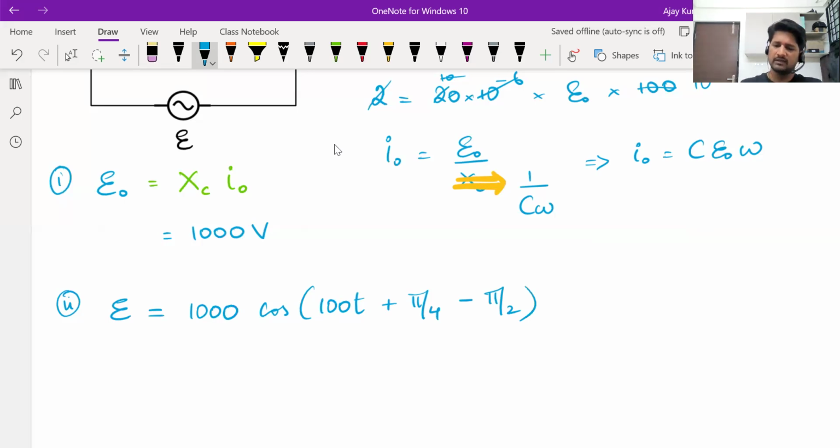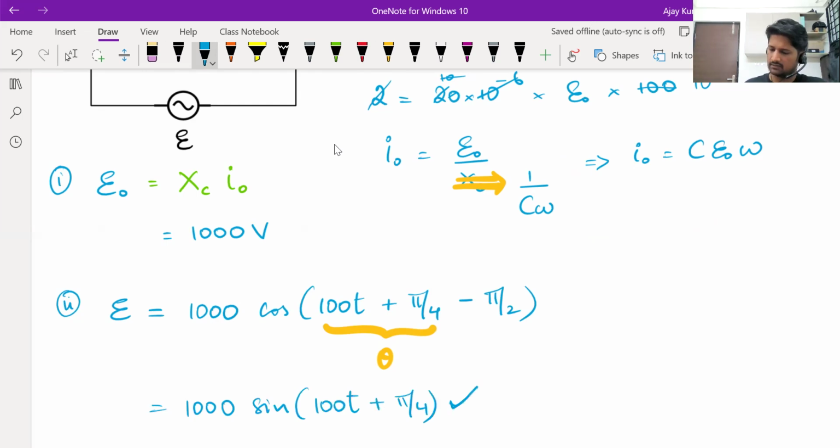And this can be written in other forms. Effectively you have cos of theta minus 90 degrees. Theta minus 90 goes into the fourth quadrant. In the fourth quadrant cos is positive, no? So this becomes sine theta. Yes. So this simply becomes 1000 sine 100t plus pi by 4. You may be given this option, which is correct. So you should be comfortable converting cos to sine, sine to cos and all.